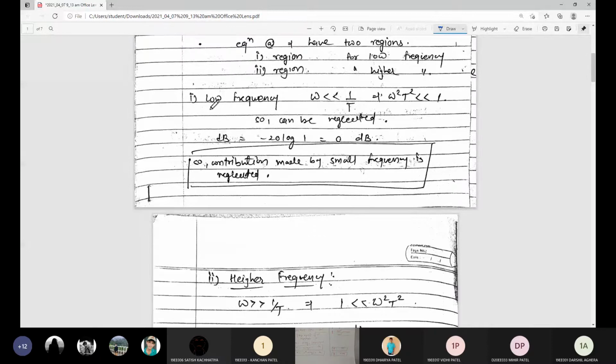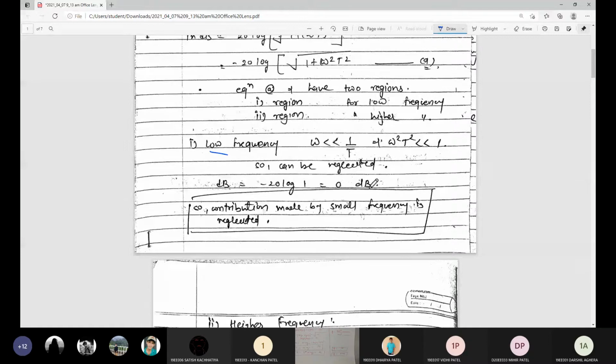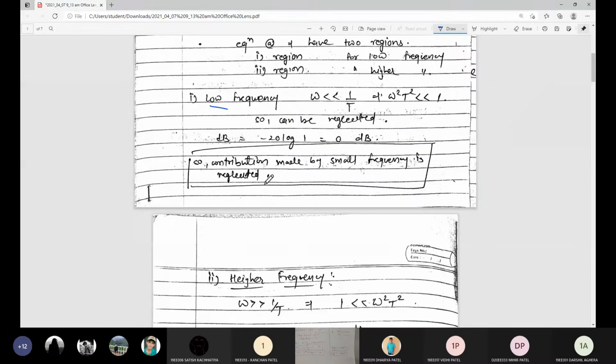First one is for lower frequency, that means the omega value is lower than 1 upon T. What does that mean? Omega square T square is again lower, much lower than 1. If they are much lower than 1, that means it is nearly equal to 0. We will put it here: minus 20 log under root 1 plus 0. So minus 20 log 1, the answer is nothing but 0 dB. So the contribution made by small frequency is neglected because the value is nothing but 0.